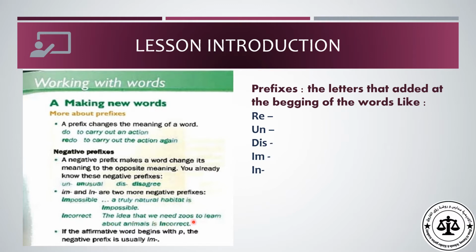The idea that we need zoos to learn about the animals is incorrect. خاطئة. Here we have another note. If the affirmative word begins with P, the negative prefix is usually im. يعني أي كلمة بتبدأ بحرف ال P غالبا بالprefix im هي اللي بتعطيه معنى النيجاتيف، أو بنضيف لها الprefix im to give the negative meaning.